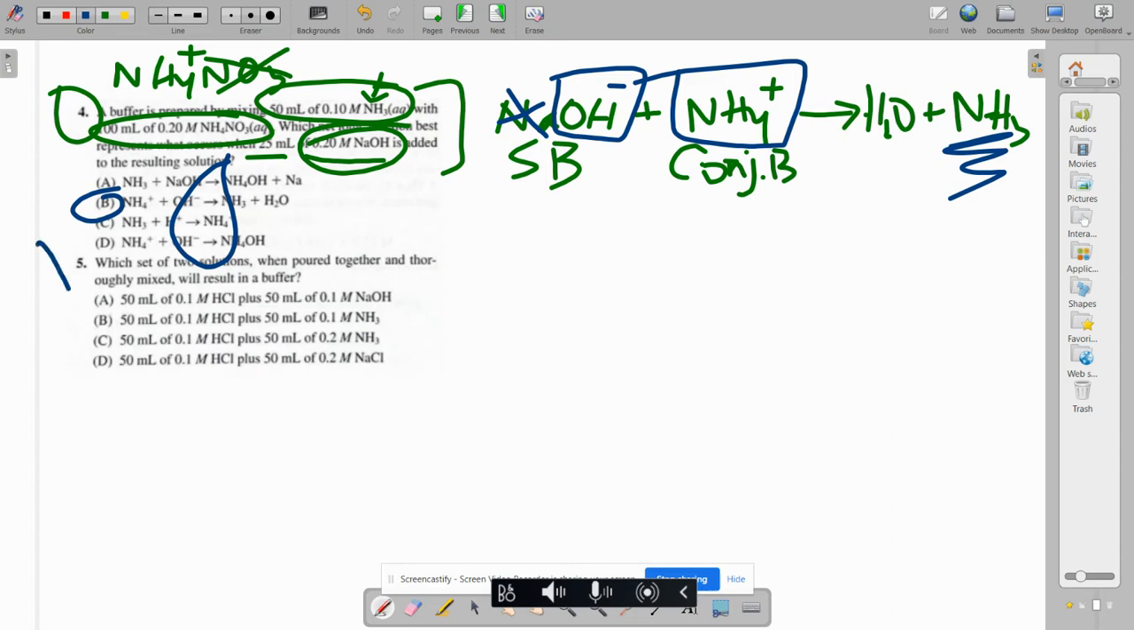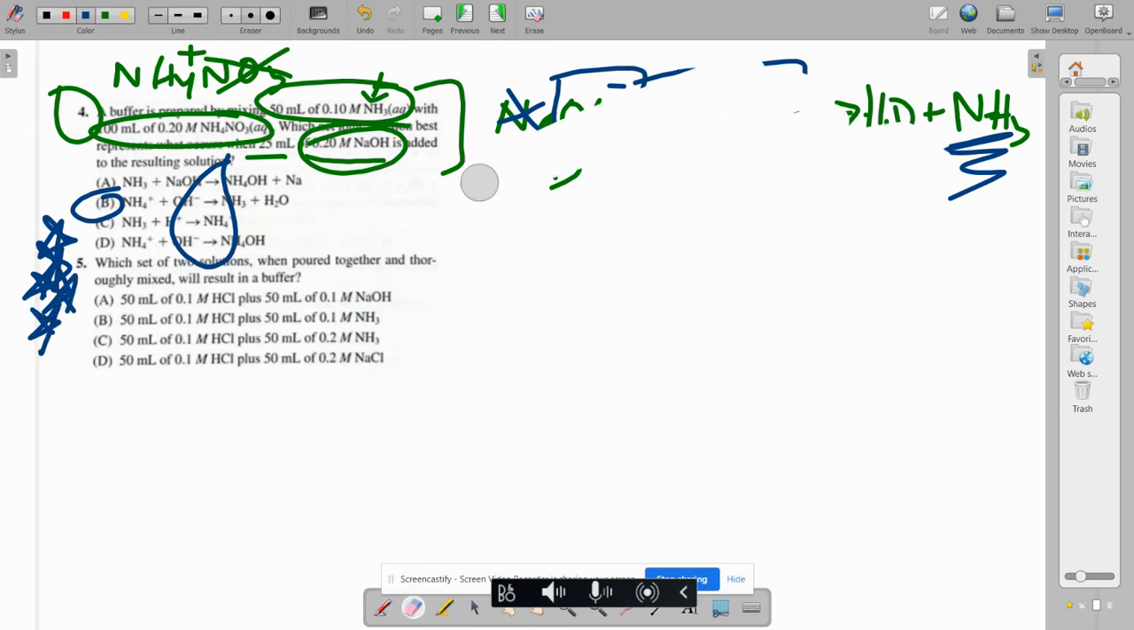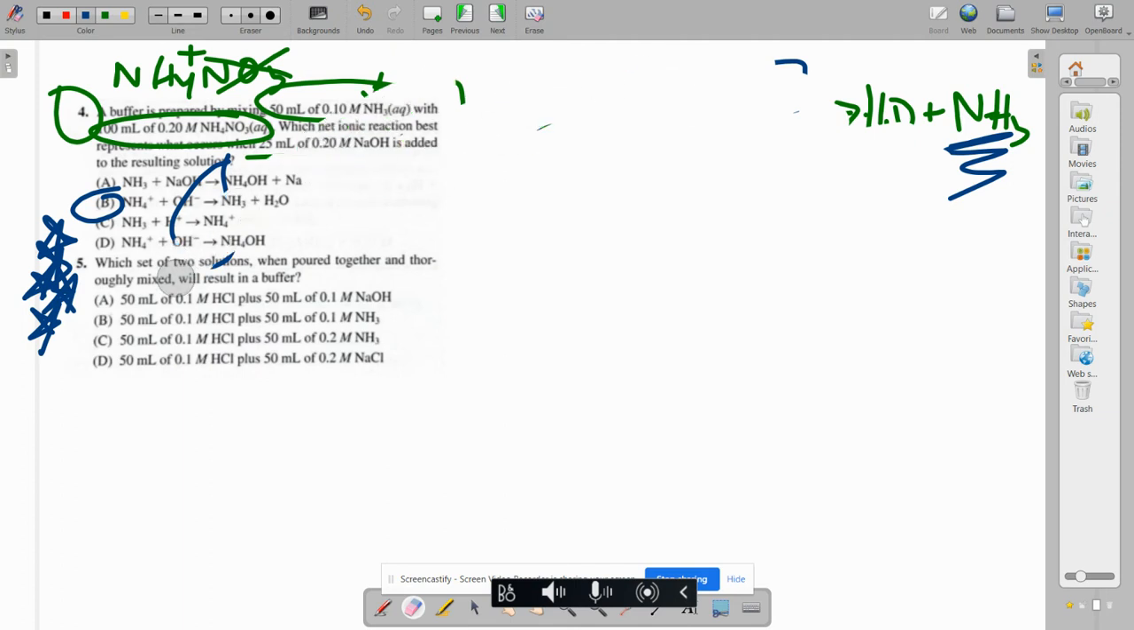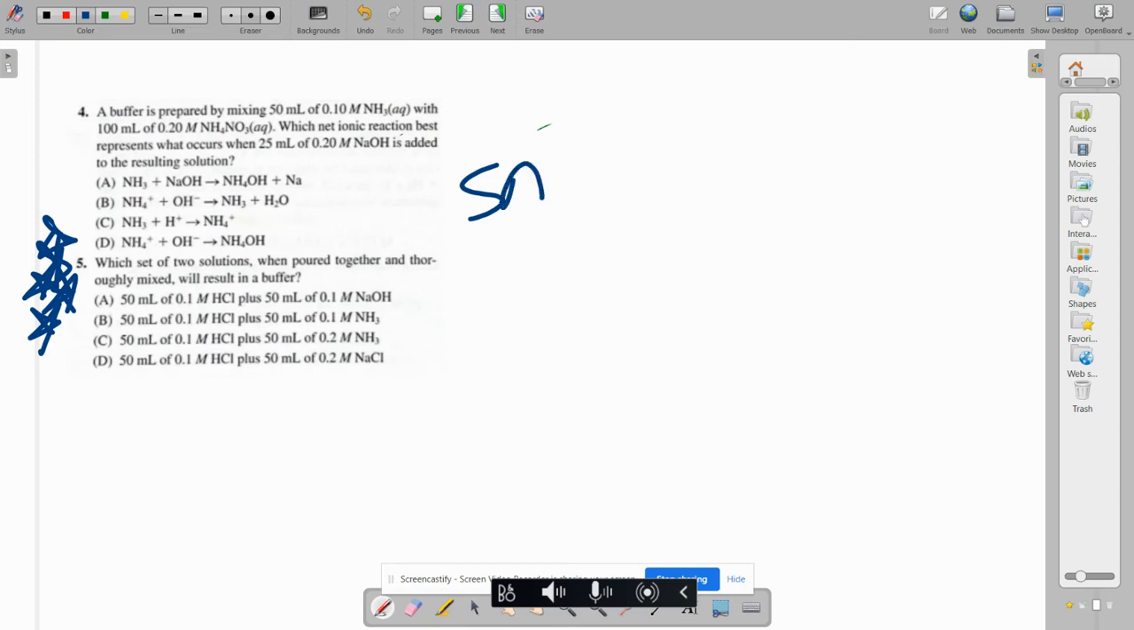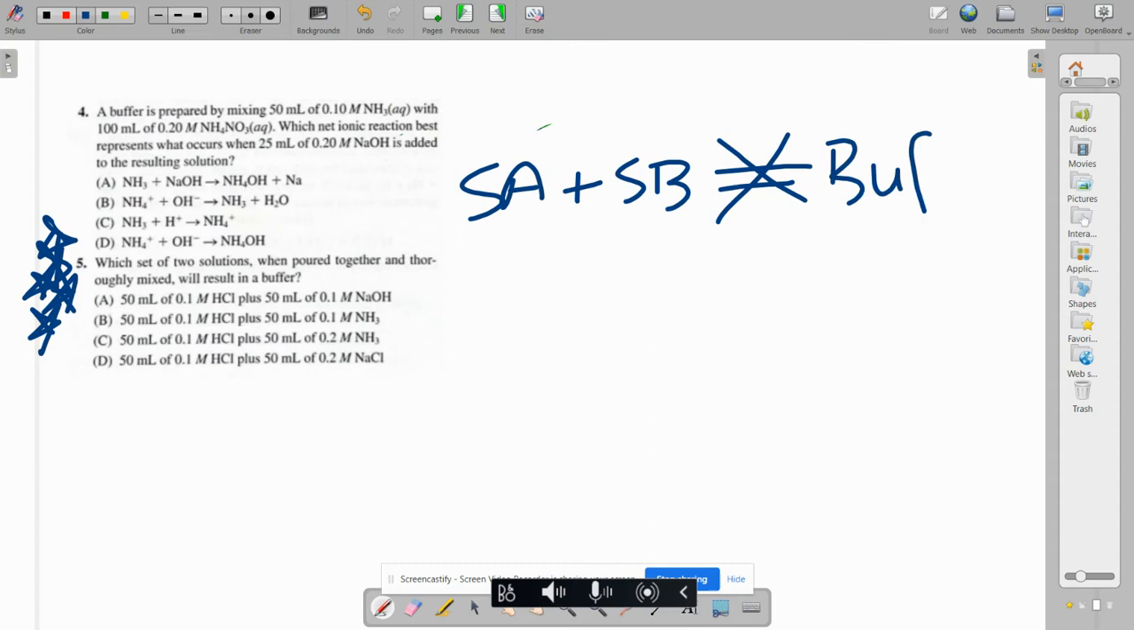And then number 5. Ooh, I really like number 5, so you probably see a question like that on the test. Number 5 says: which set of two solutions, when poured together and thoroughly mixed, would result in a buffer? Some of these you can cross off the list very quickly. Strong acid plus strong base is never going to be a buffer, ever. So A is out.